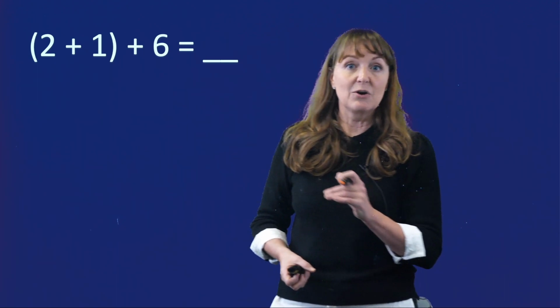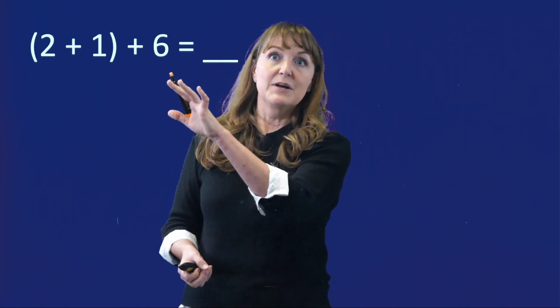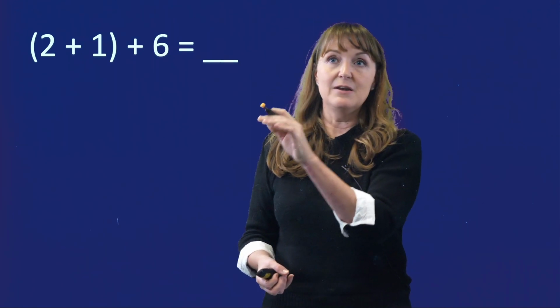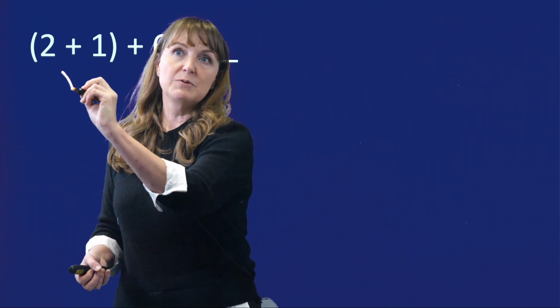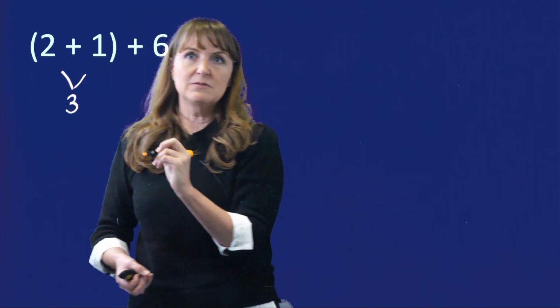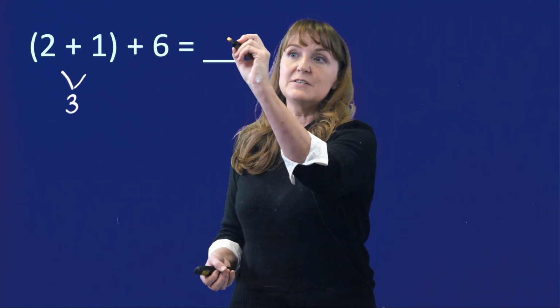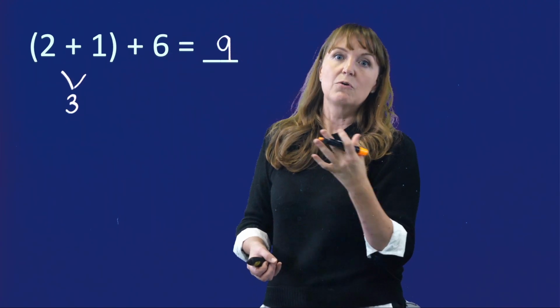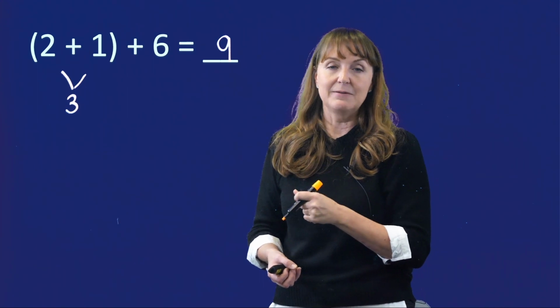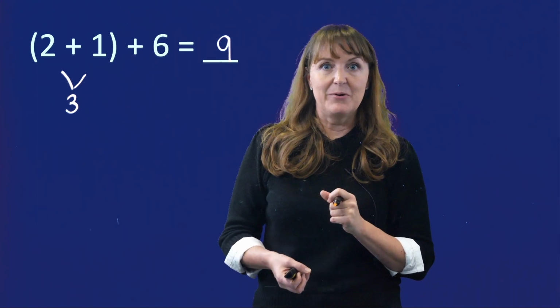So for this equation right here, 2 plus 1 plus 6 is the same as something. Well, first I want to figure out what 2 plus 1 is. 2 plus 1 is 3, and then I add that 3 to 6, so if I'm solving this equation here, my answer, or my sum, would be 9. Let's look at another example.